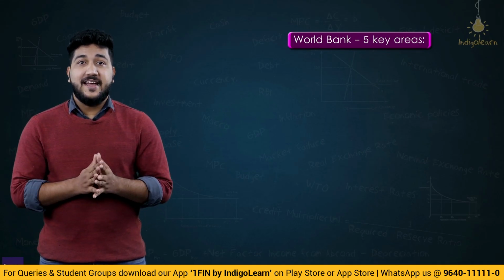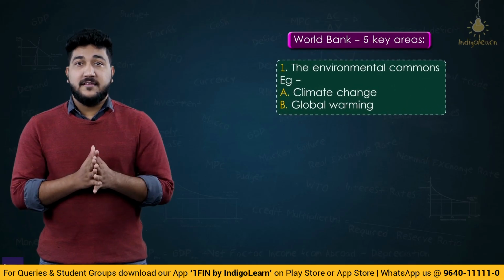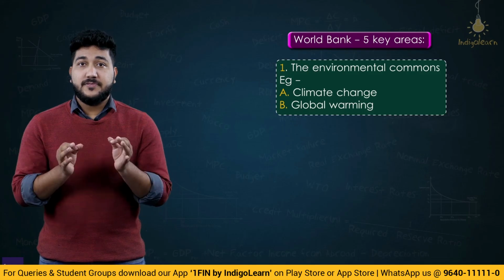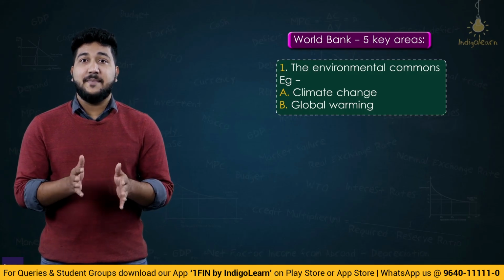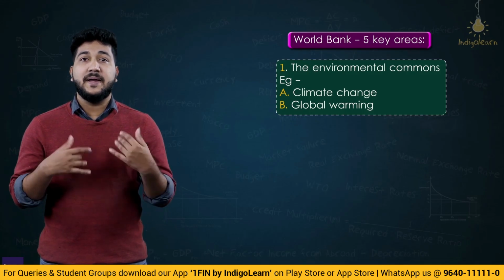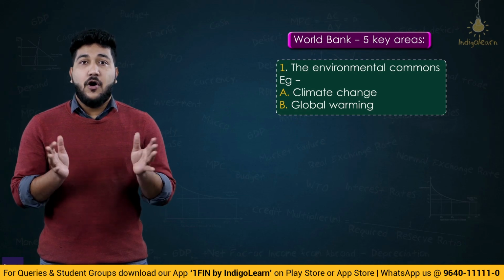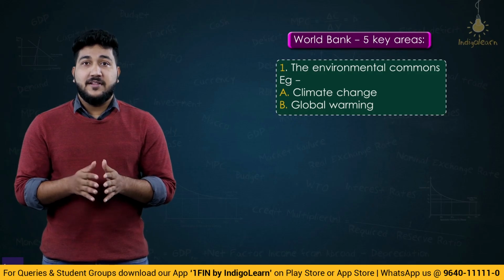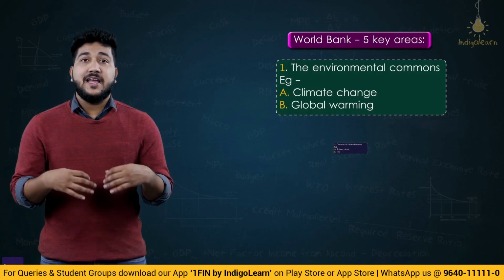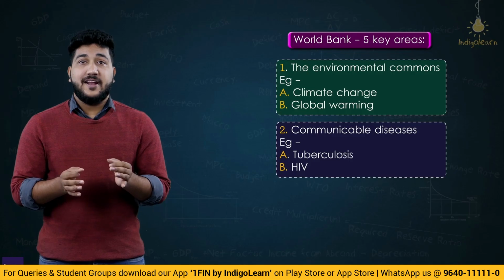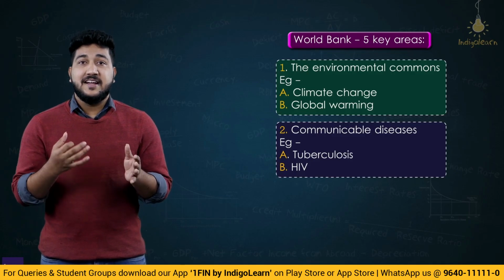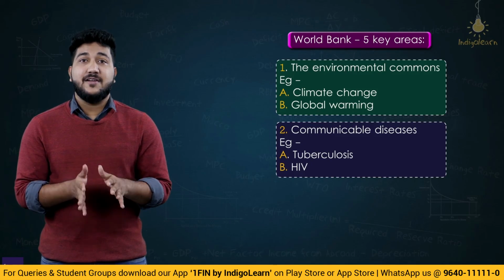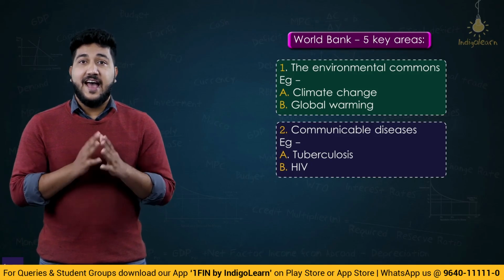The first one they say is the environmental commons. Now what is environmental commons? Climate change, for example. We know that in the future climate change and global warming are going to be a big problem for the entire world. So all the countries need to come together and work for it. That is what World Bank says. The second one they say about communicable diseases. Now we know there are a lot of communicable diseases such as TB, such as HIV and all that. Now World Bank says that we have to carefully eliminate these diseases as well.